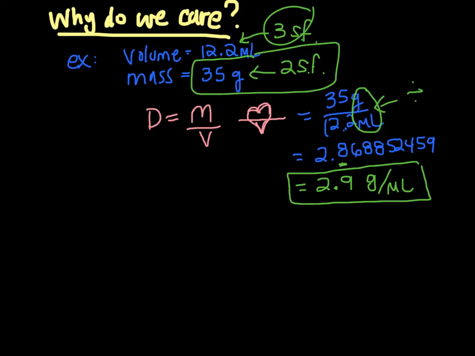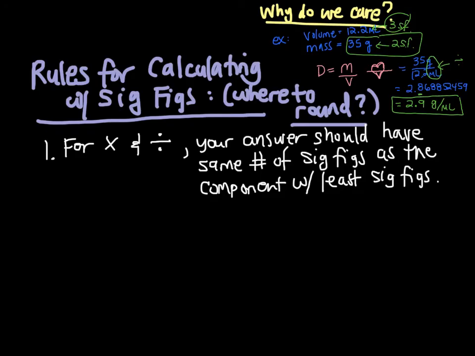Just so you know, the rules for reporting a calculated number in the correct number of sig figs is different for adding and subtracting. So let's go through both rules. Depending on the operation, you are going to round to a different number of sig figs. There are basically 2 types of operations we're going to talk about: multiplying and dividing, and then adding and subtracting. For multiplying and dividing, your rule is that you're going to round your answer to have the same number of sig figs as the component with the least sig figs.